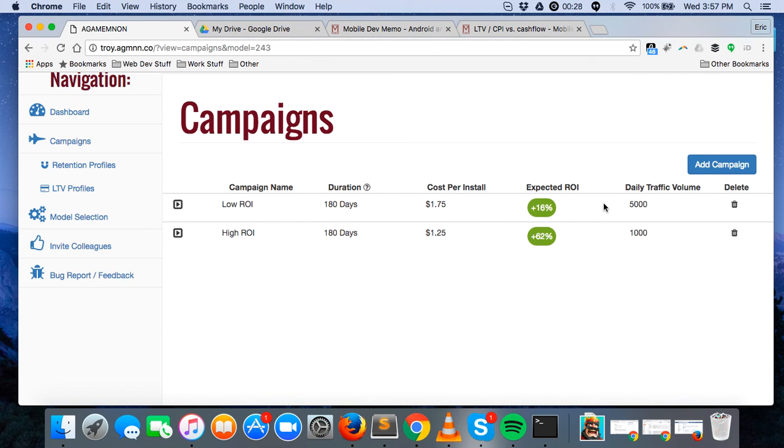The point here is that ROI can't be the only success metric, and neither can LTV, and neither can CPI, or whatever. You need to combine all of the different metrics at your disposal to decide how you allocate budget as a UA manager.